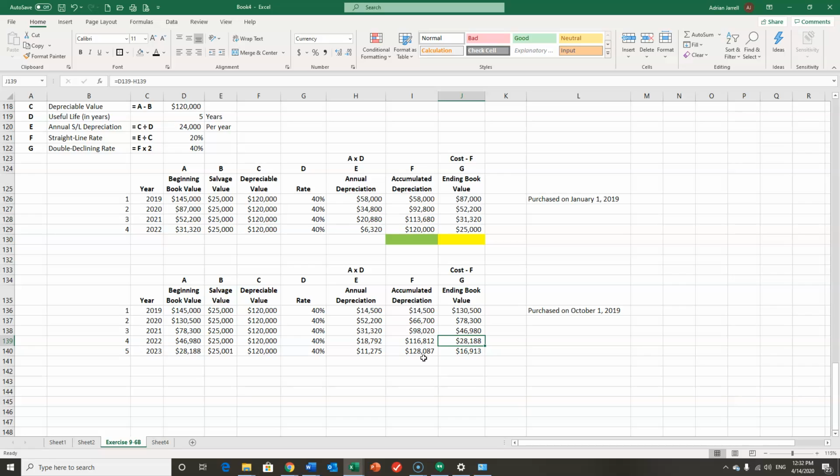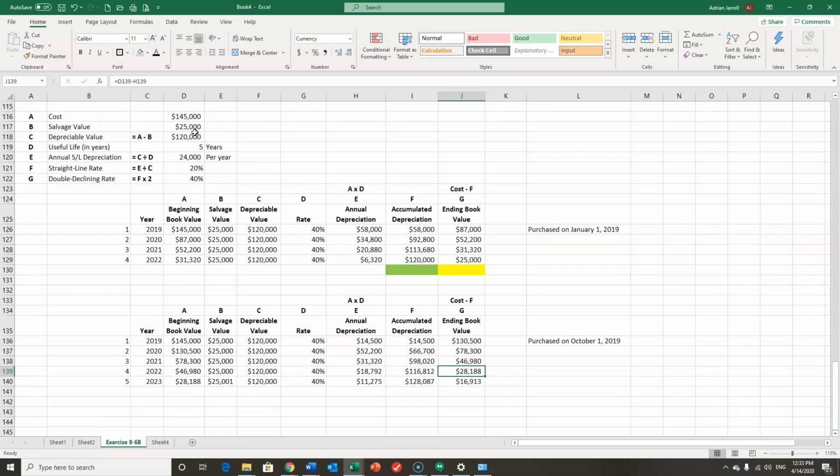We'll take $128,000 worth of depreciation total, 8,000 and some odd dollars more than the depreciable value, and we'll be under, by the same amount, under the salvage value. So again, that last year, we just take the ending book value the year before and subtract from it the salvage value to figure out what the difference is, and we force that to be our depreciation for the final year.